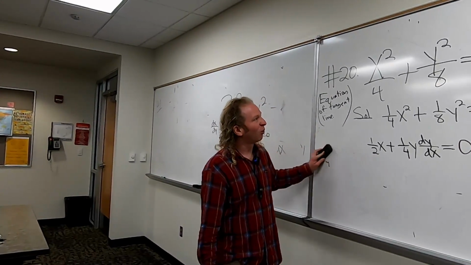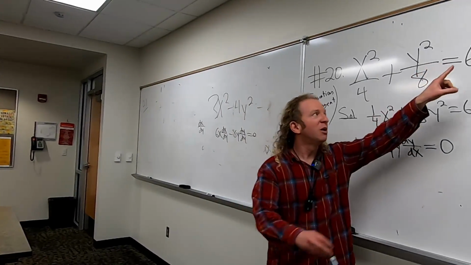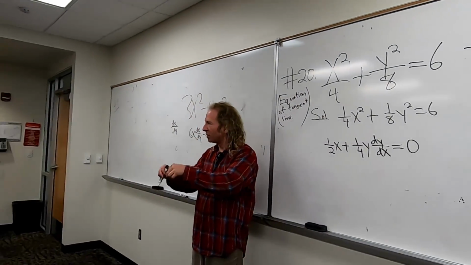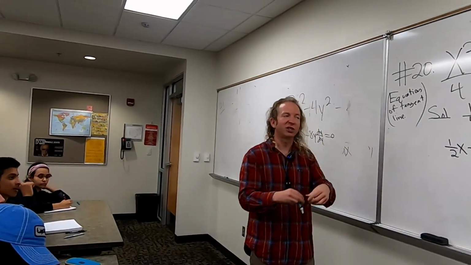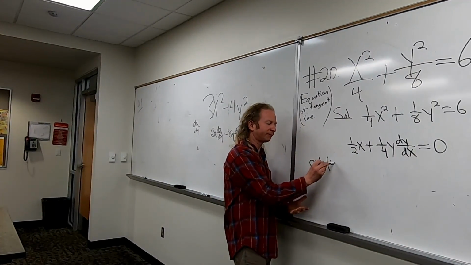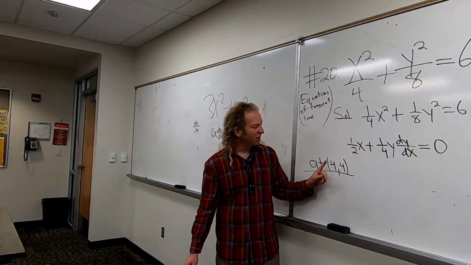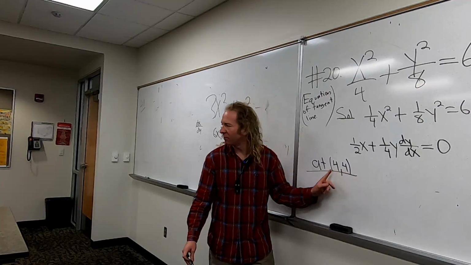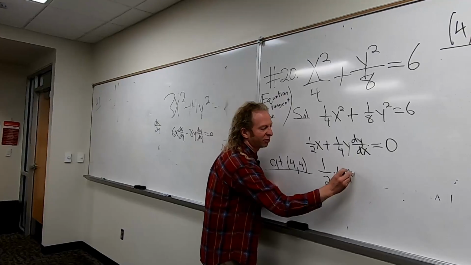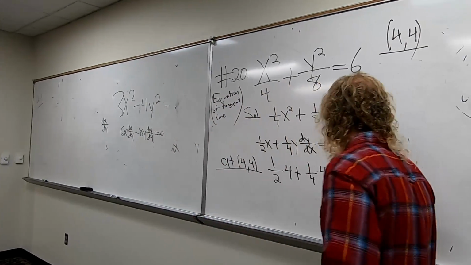We have to find the slope of the tangent line. So we have to find dy dx. However, we have to find it at 4, 4. So at this point, we can actually plug in the numbers because all we need is the actual slope. The slope of the tangent line is dy dx. So at 4, 4, we write this down to let whoever is reading our work know what we're doing. When x is 4 and y is 4, you can plug in the numbers for x and y. So you would get 1/2 times 4 plus 1/4 times 4 dy dx equals 0.